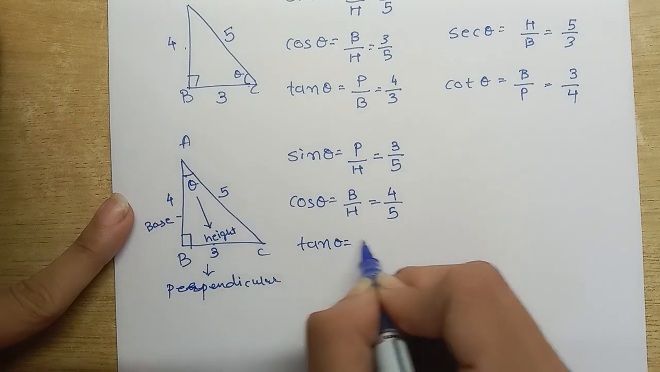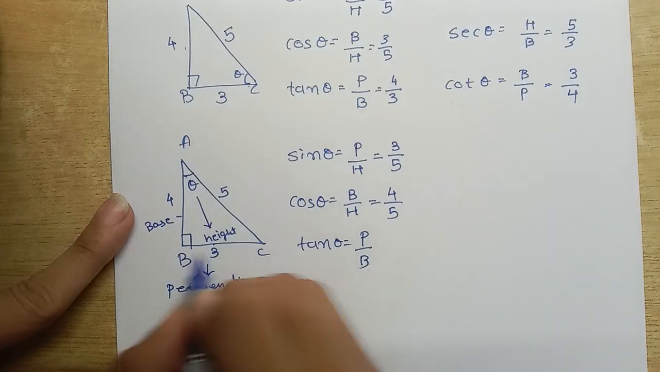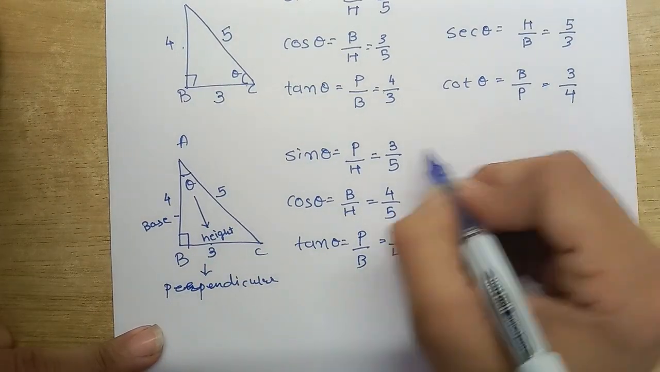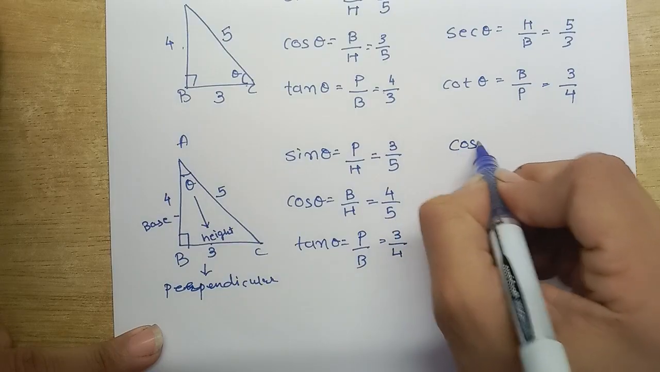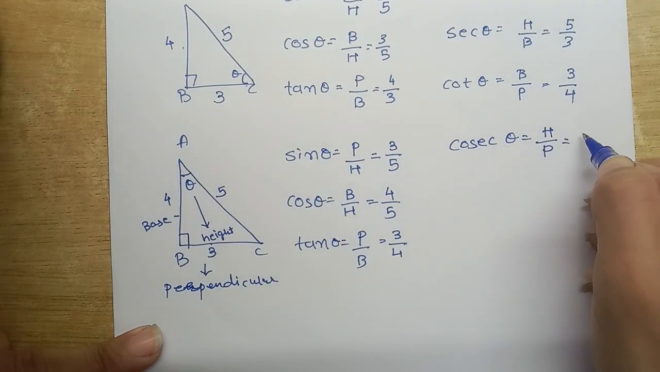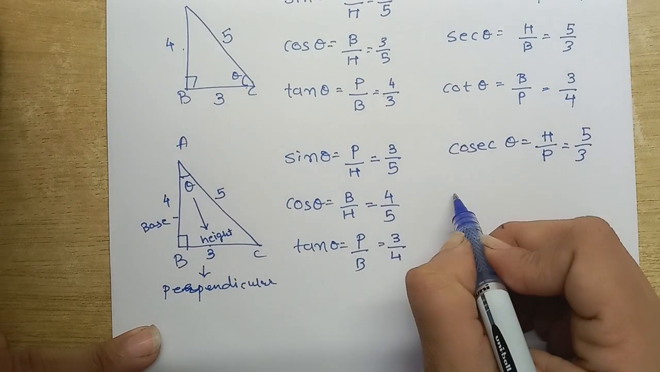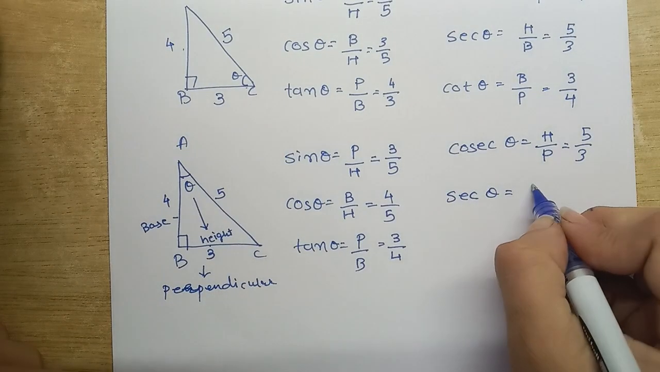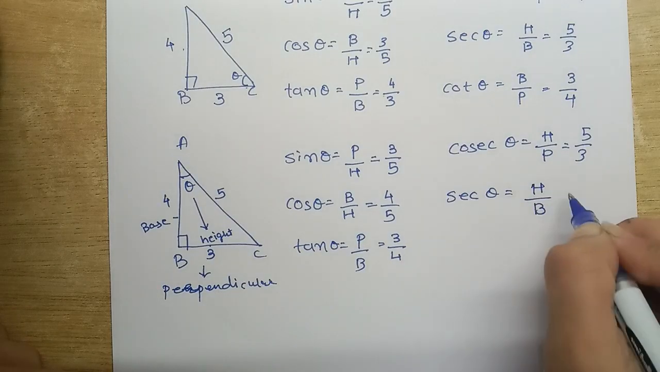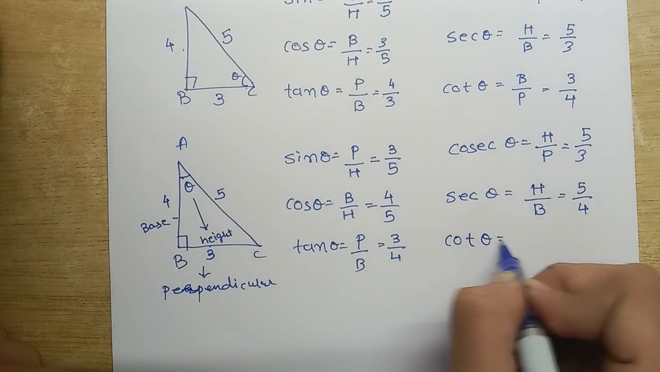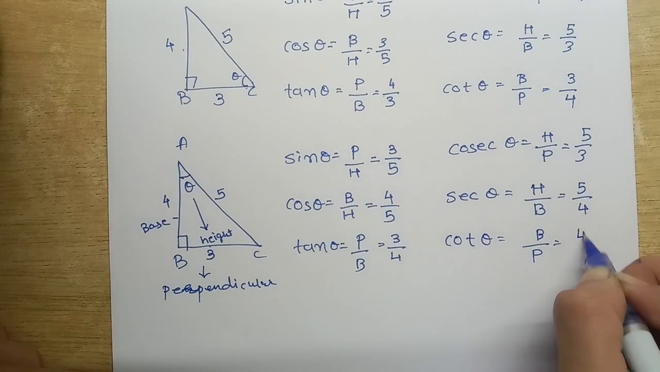Tan theta is equal to perpendicular upon base. Perpendicular here is 3 upon 4. Same, opposite of sine is cosec theta, which is hypotenuse upon perpendicular, which will be 5 upon 3. Then sec theta is equal to hypotenuse upon base, which is 5 upon 4, and cot theta, which is base upon perpendicular, 4 upon 3.